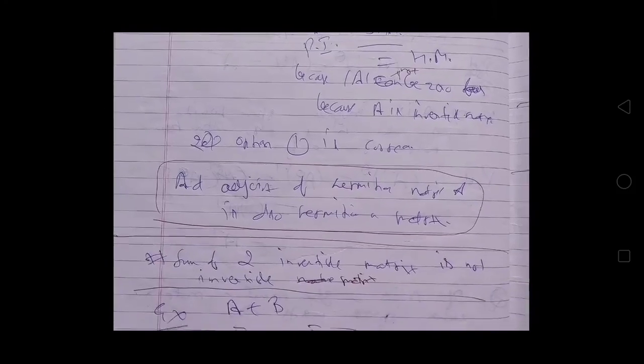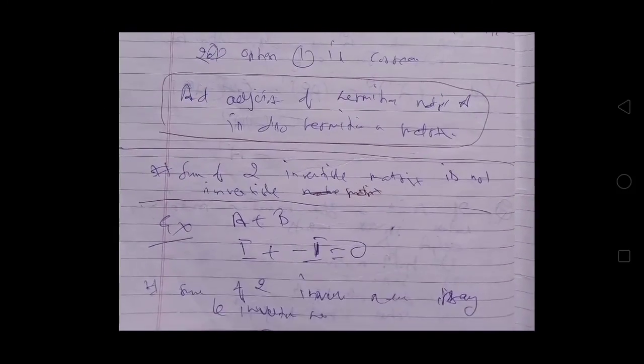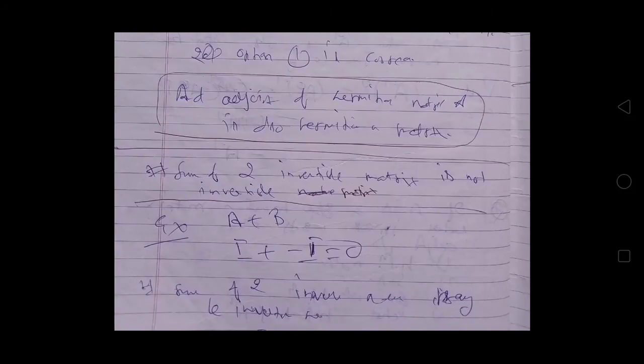And the adjoint of a Hermitian matrix is also a Hermitian matrix. Now see this note: the sum of two invertible matrices is not necessarily invertible. See this example, A plus B. Consider A is the identity matrix and B is minus identity matrix. Identity plus minus identity is equal to the null matrix, and the null matrix is not invertible. So you can't say that the sum of two invertible matrices is again invertible.